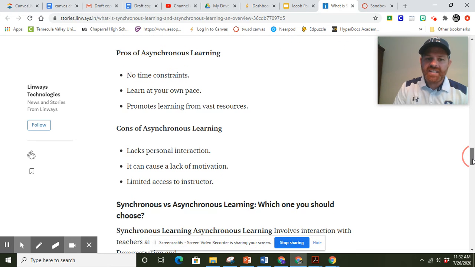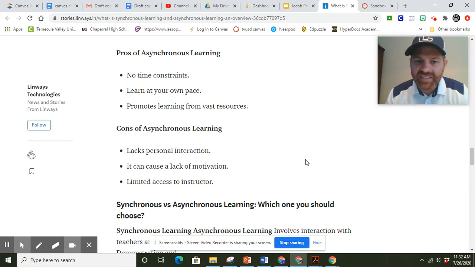Problems with it: it does lack personal interaction, so you're not really interacting live with anybody. When you have a question, you need to find the solution on your own, or you send an email, and then there's time in between your question and your answer. It's not instantaneous. There's also the use of discussion boards, where you post questions and then everyone can provide feedback. So that is what asynchronous is.